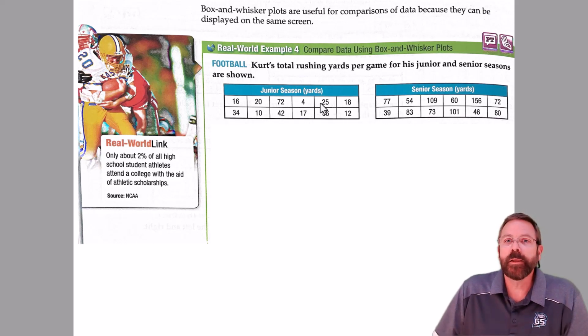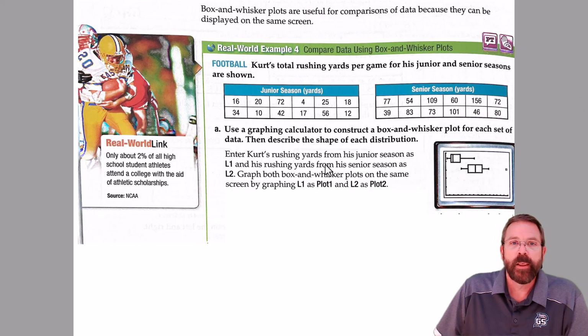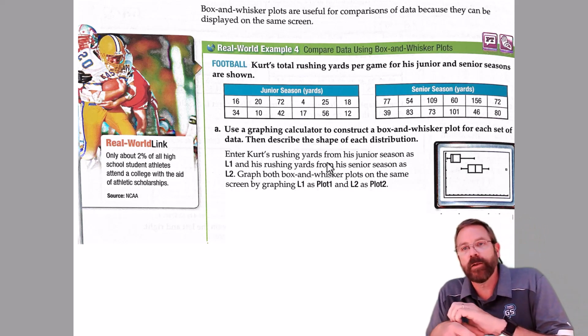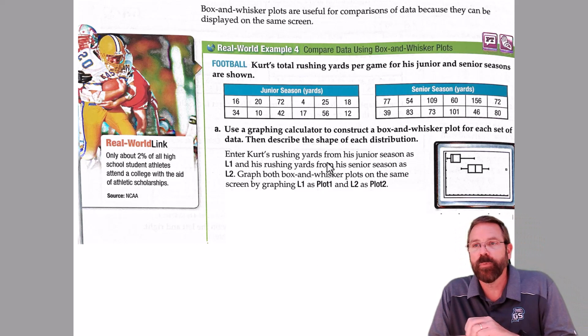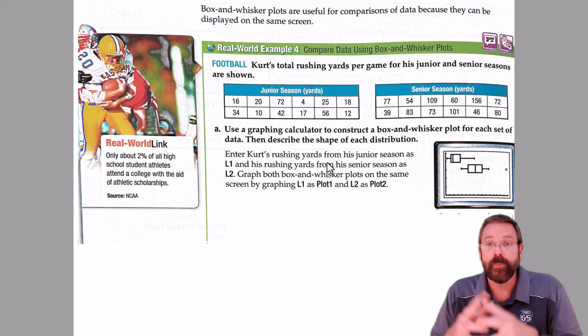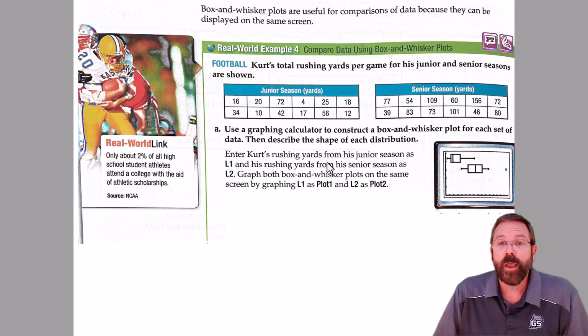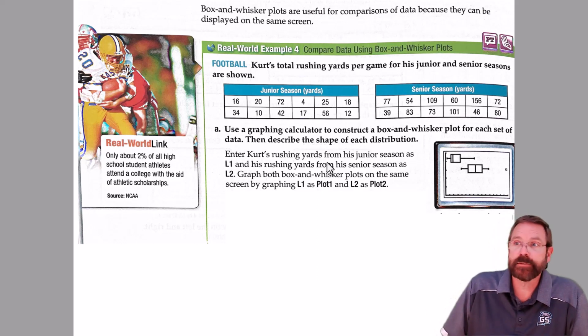So we need to use a stem and leaf plot on each of these to compare our data, and we're going to use our graphing calculator and construct a box and whisker plot for each set of data and then compare the two of them. So how are we going to do that? We're going to do it just like this.